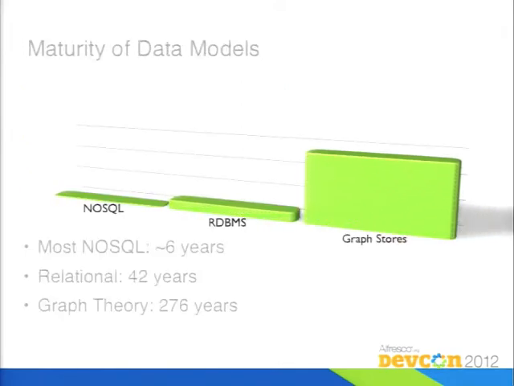So maturity of the data models. NoSQL in general is still pretty young, approximately 6 years. Relational is getting old, about 42 years. But graph theory has been around for 200 plus years, and obviously that's kind of skewed, but I still like to hold true to that number. I mean, your bosses might argue that graph databases are immature and you can't bring them into the organization, but this mathematical theory has been around for a long time, and graph databases are based on that theory.